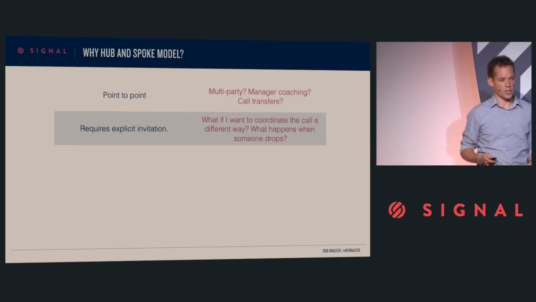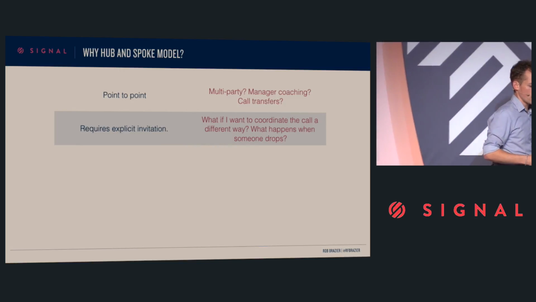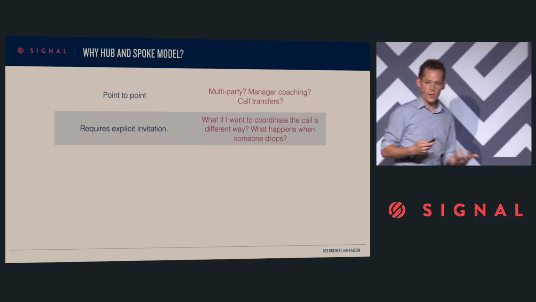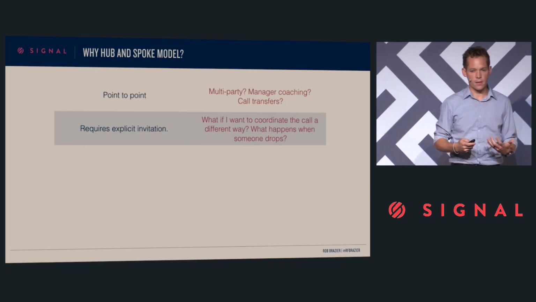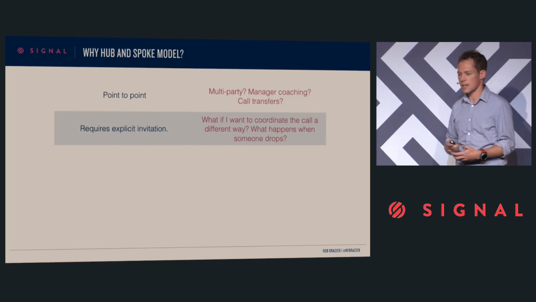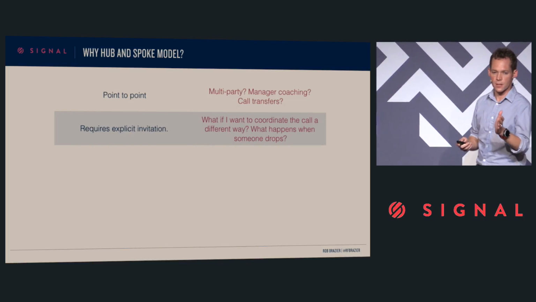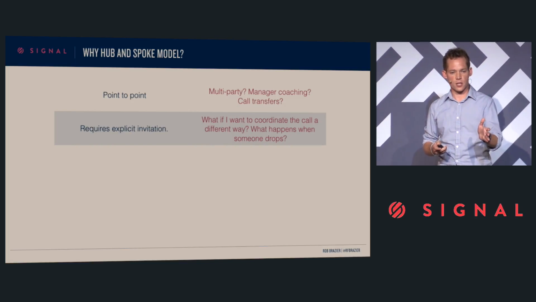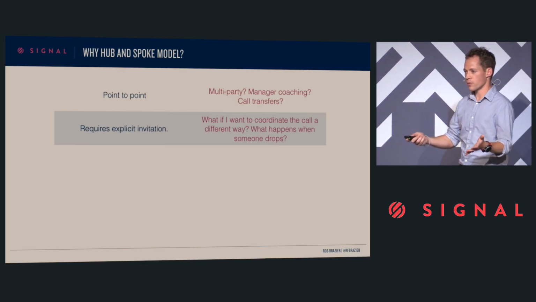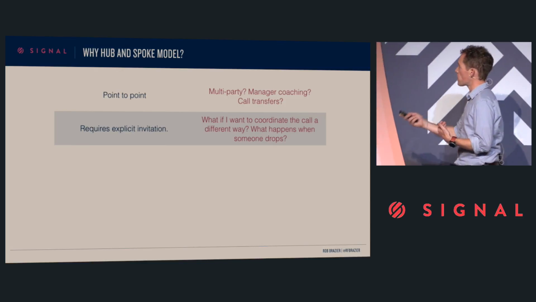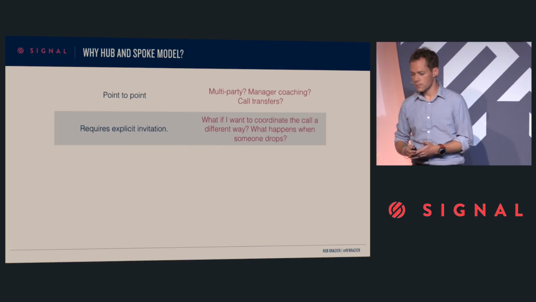Requiring explicit invitation is kind of baked into the calling model. But what happens if you want to coordinate calls in a different way? I'll walk through some examples in telemedicine a little bit later. But there are plenty of cases where maybe you don't want to interrupt the user with a synchronous invitation to get them on the phone. Maybe you want to notify them about a call in a more gentle way.